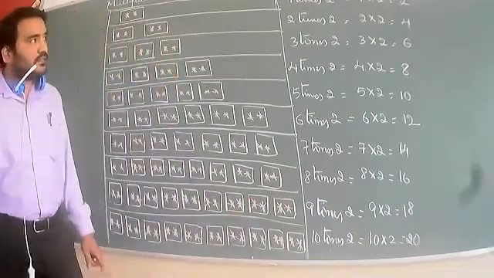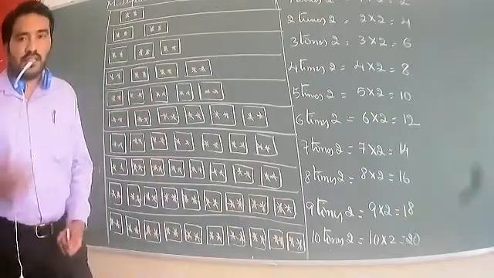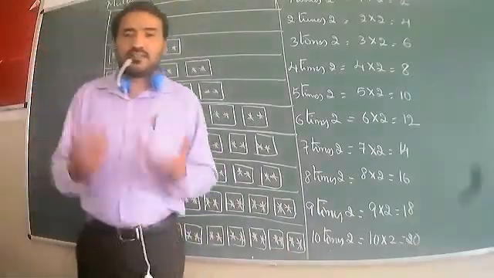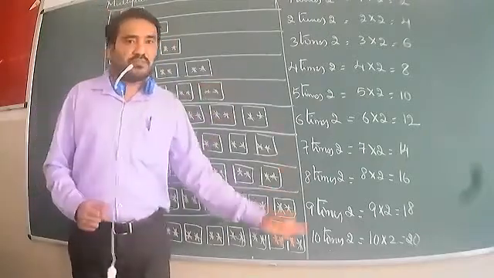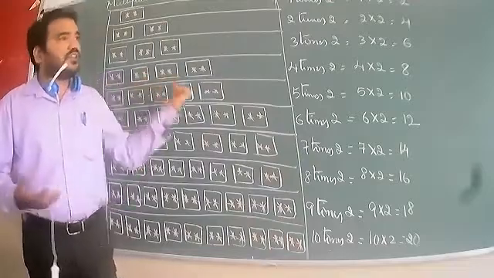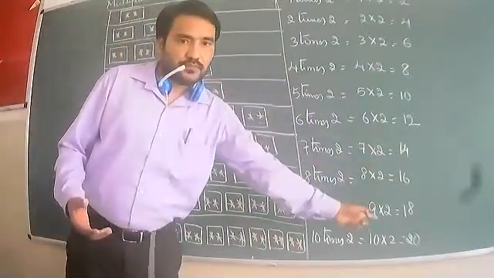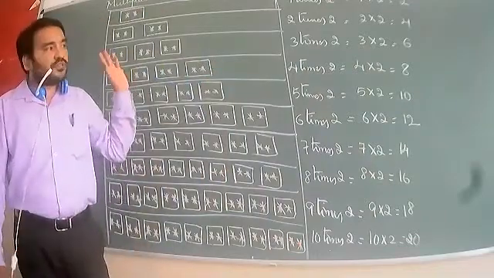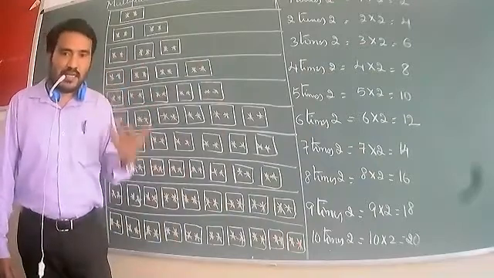So this is the table of 2. In the same way we do the table of 3, 4, 5, 6, 7, all the tables the same. However many times I repeat the number, we get the product by counting the objects. These are the answers. This is the table of 2, multiplication by 2, and we can use the same method for tables 3, 4, 5.